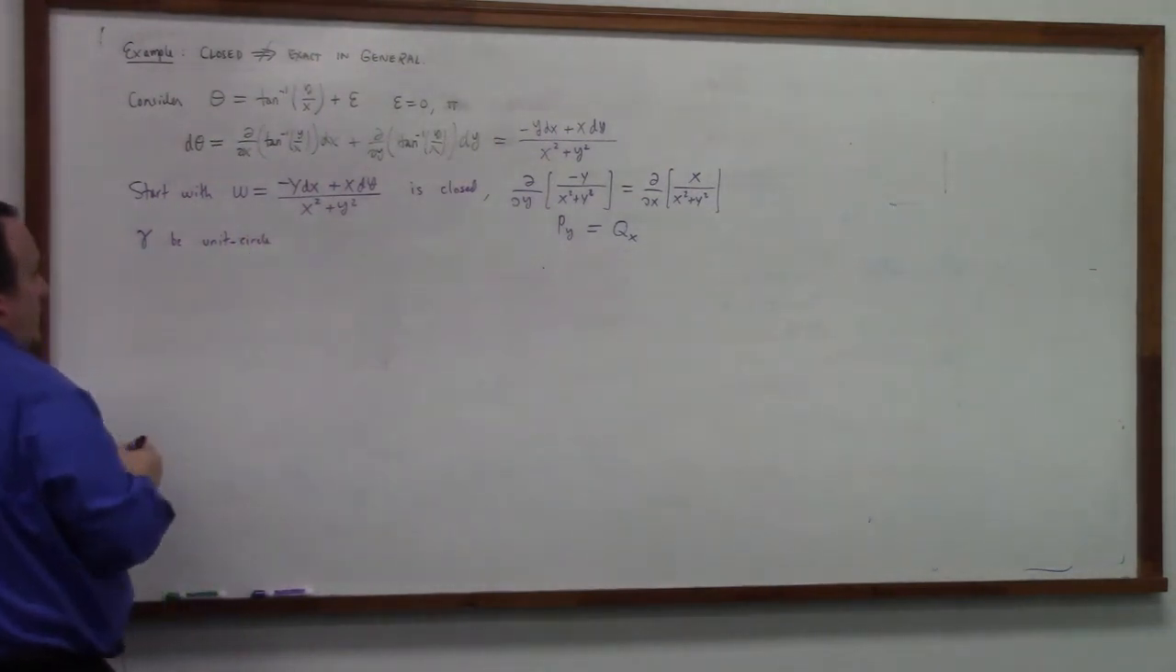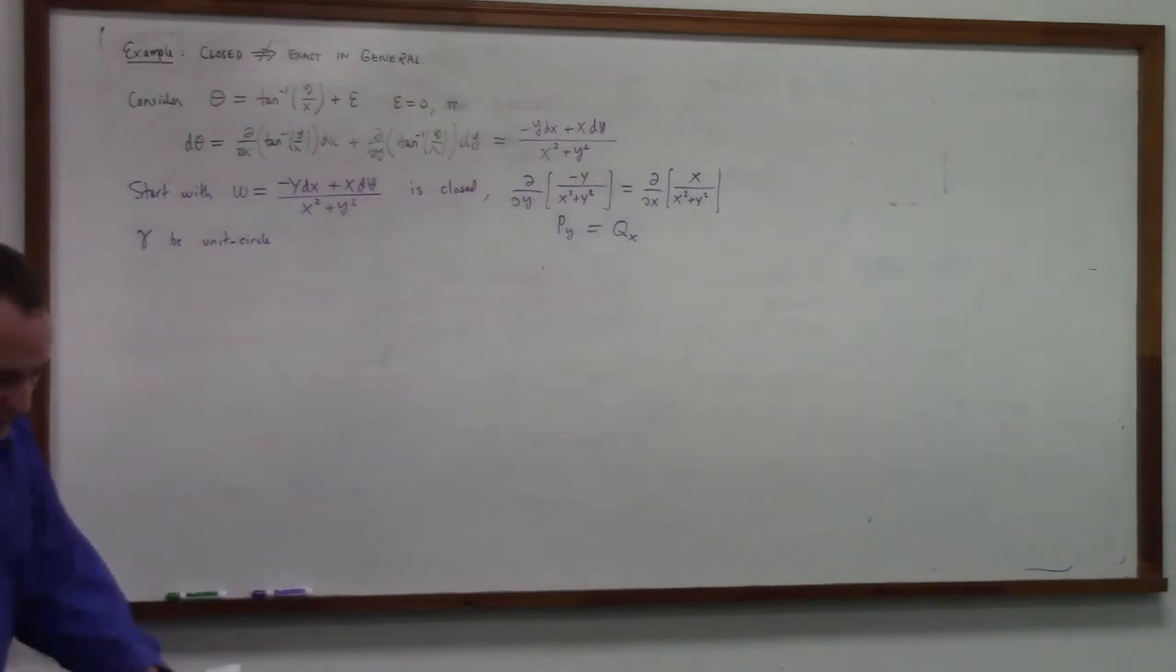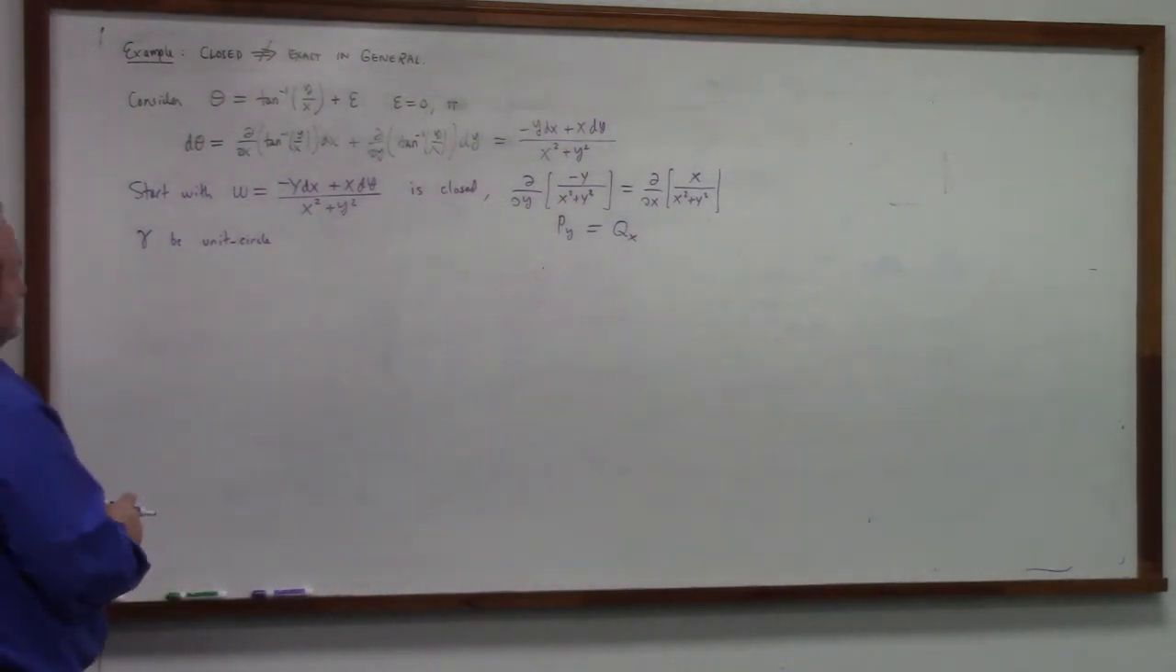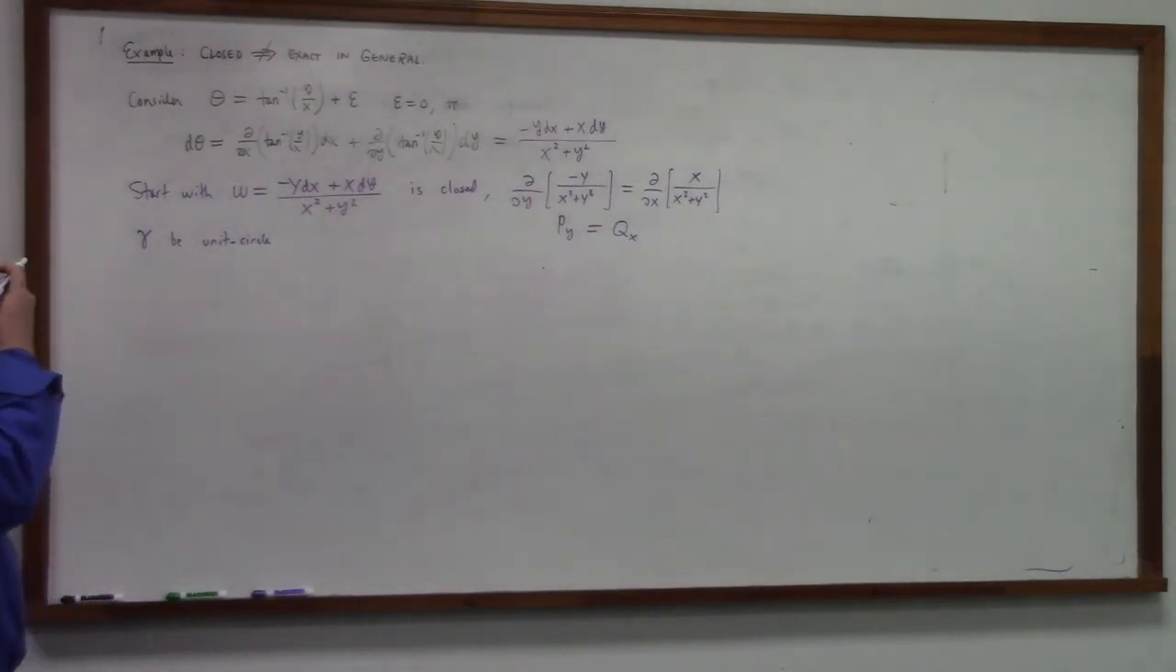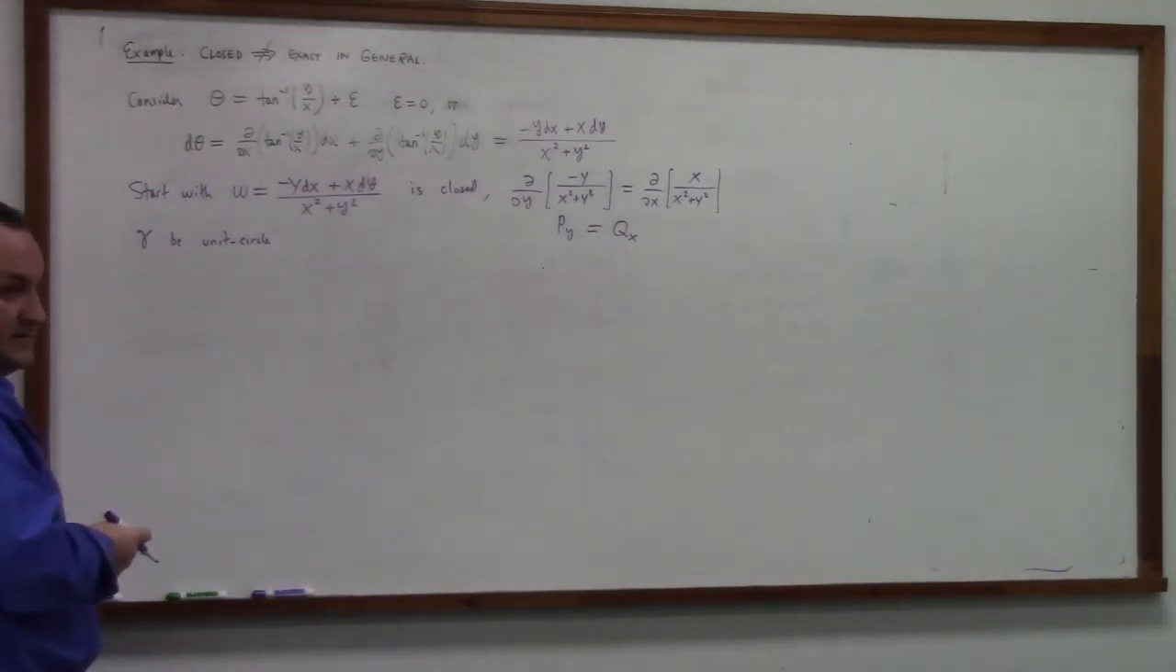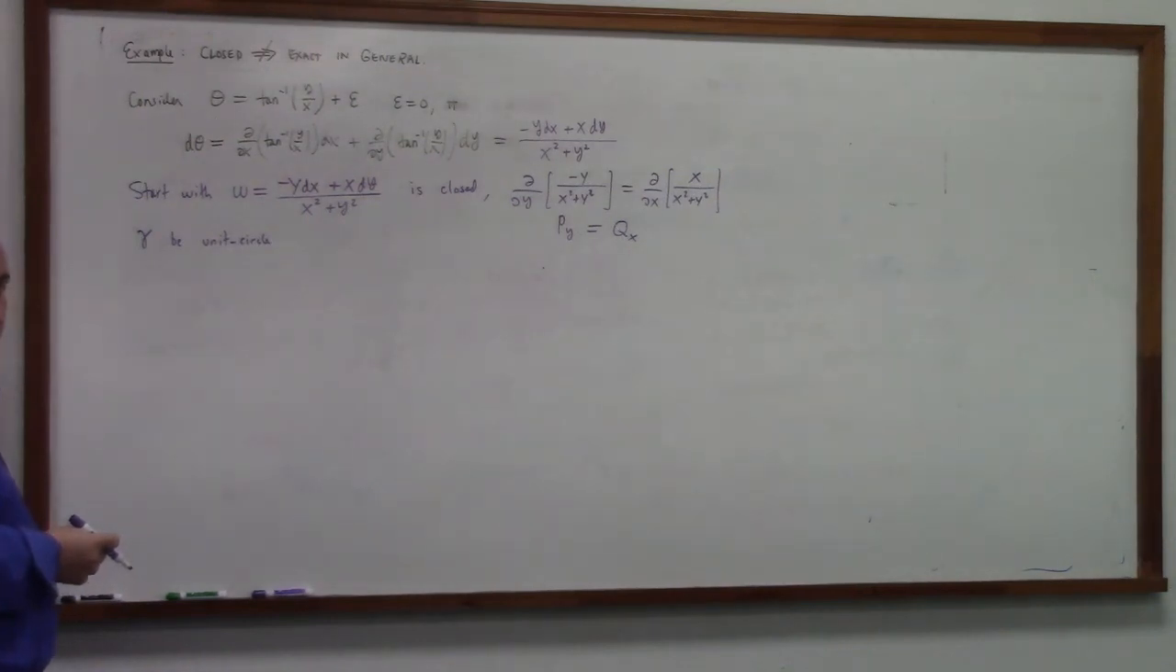Can you just say from here that you can show exactness from that statement there? Because we have P_y equal to Q_x, you take the partial derivatives. It's closed. Yeah, you just showed it's closed, but when you test for exactness with P_y equal to Q_x... No, P_y equal to Q_x doesn't test for exactness. You can't. That's the closed condition. Exact is something else. Exact is, does there exist an h such that omega is equal to dh?